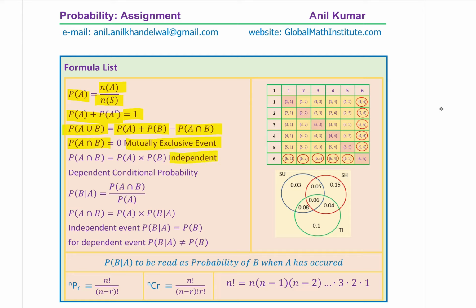In case of independent events, the probability of A intersection B is the product of the probabilities of A and B. Perfect. Now let's look into our learnings on conditional probability.